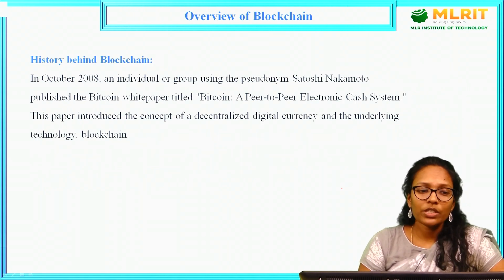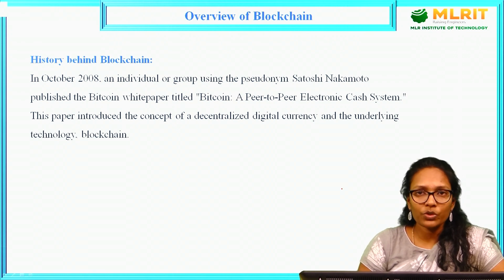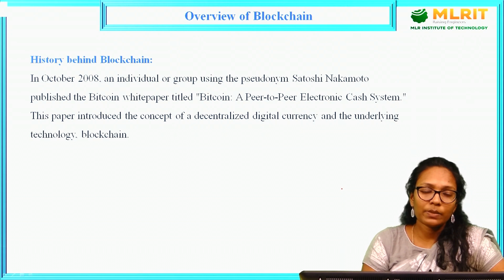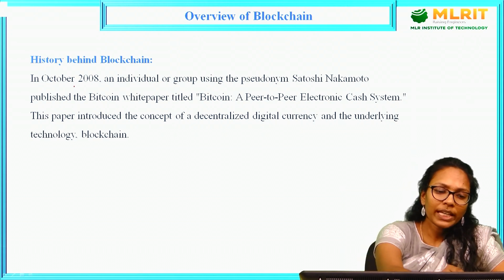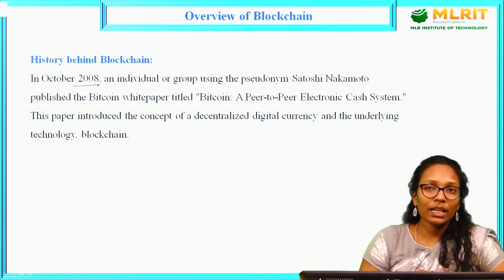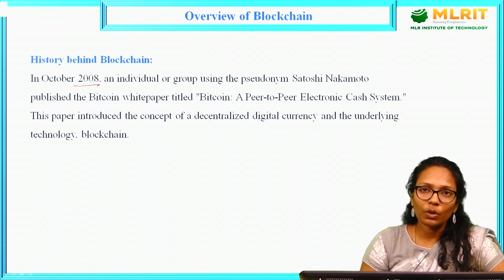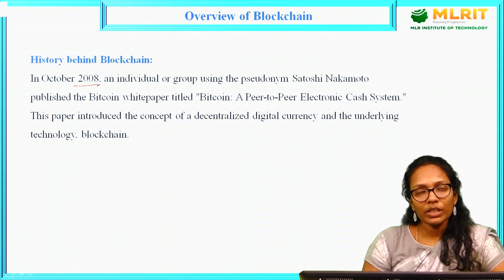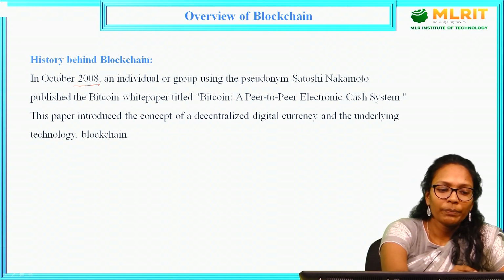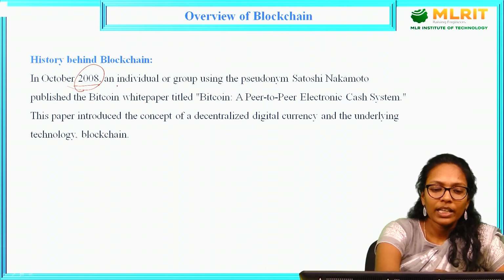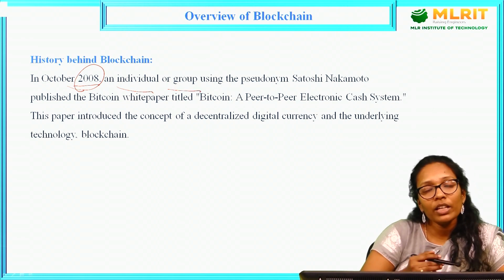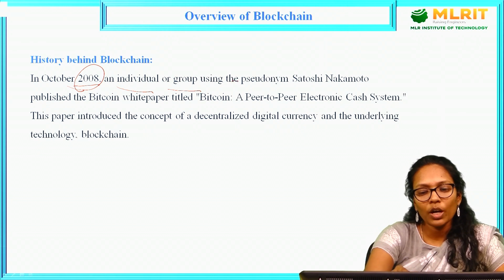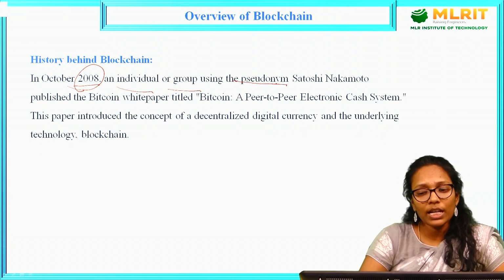So coming to the history behind this blockchain. When has this blockchain come into the picture, and what is the route for designing this blockchain? In 2008 actually it came into the picture, but the concept of this blockchain was available in the 90s also. In later videos we will discuss that, but here in October 2008, an individual or group came up with it. Why are we mentioning individual or group? Because they used a pseudo anonymous name. So what is that anonymous name?